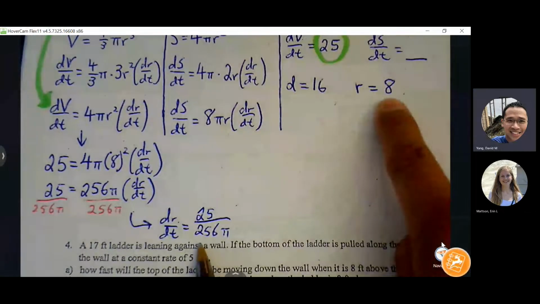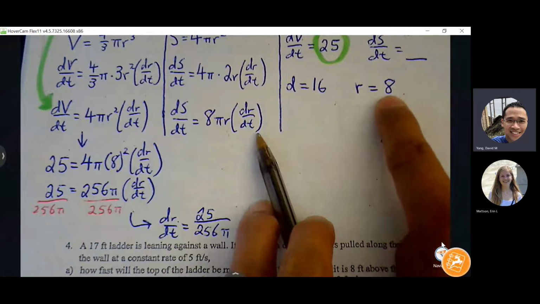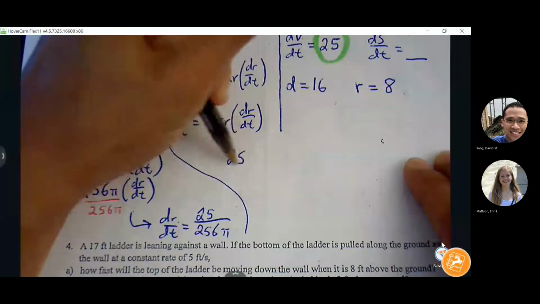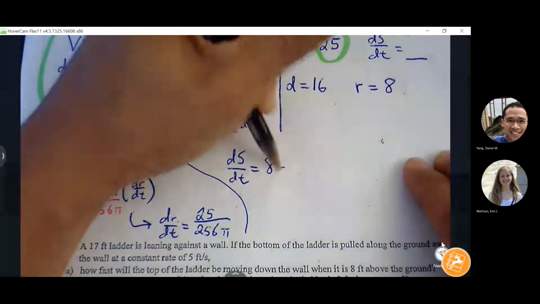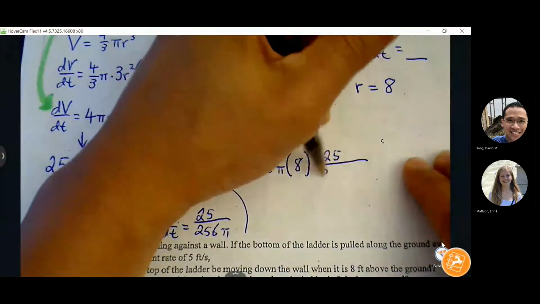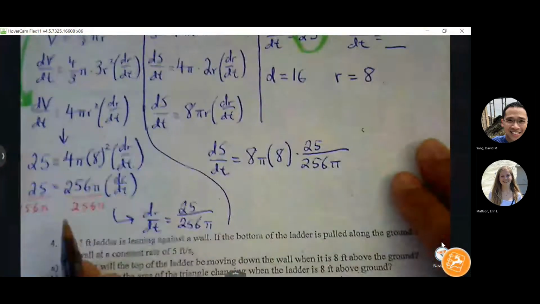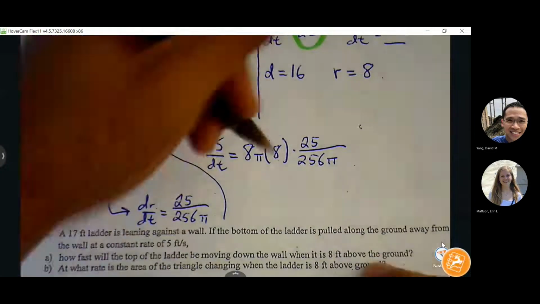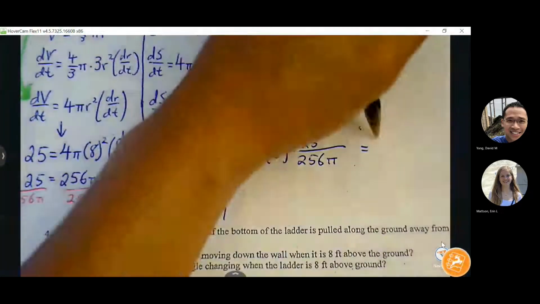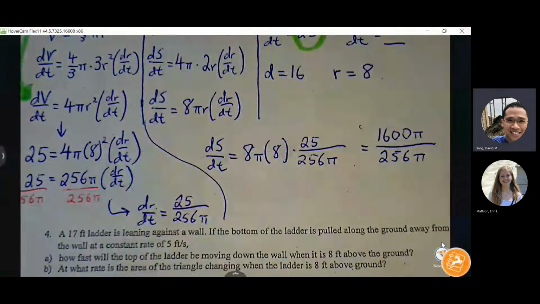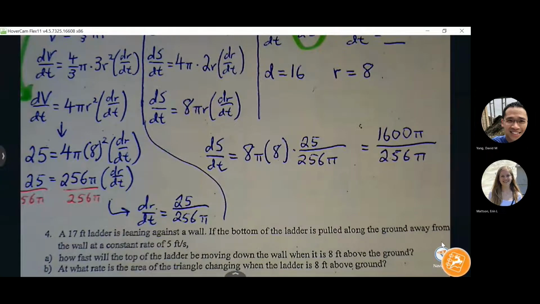All right, so we have the pieces that we need now. We have dr/dt, which can be inserted here. We have R is 8, which can be inserted here. Okay, multiply the numerators together. Pis can cancel out. We can just reduce the fraction here. 25 over 4.